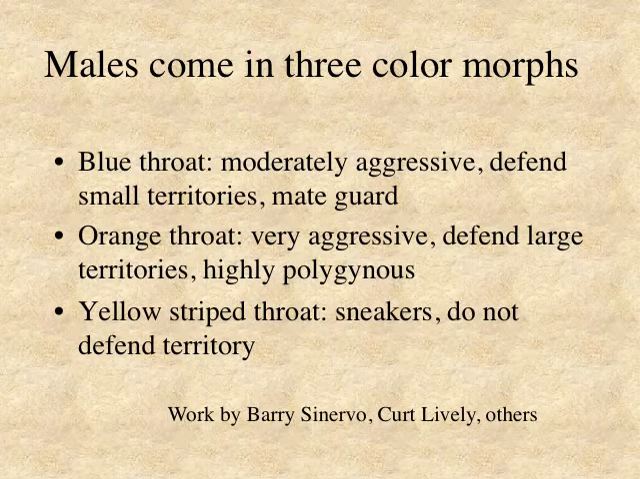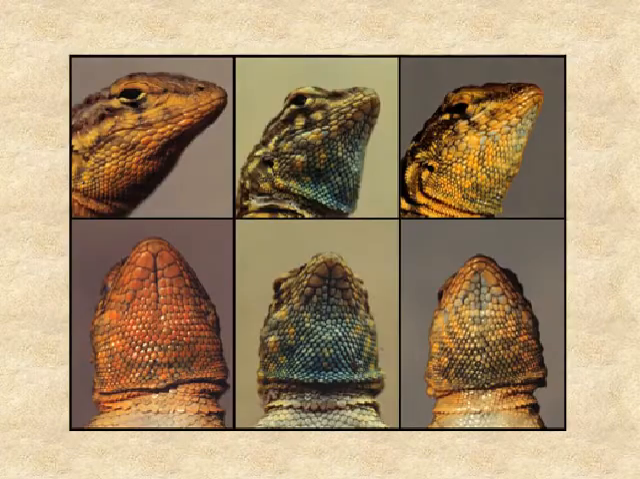Orange throat males are very aggressive. They defend large territories and mate with as many females as possible across that whole territory. So multiple females co-occur with orange throat males on those larger territories. And then there are yellow striped throat males that are sneakers, that don't defend a territory, they don't mate guard females, they just attempt to copulate sort of under the radar of orange throat and blue throat males. Here's pictures of their throat colors, orange, blue, and kind of yellow stripy.